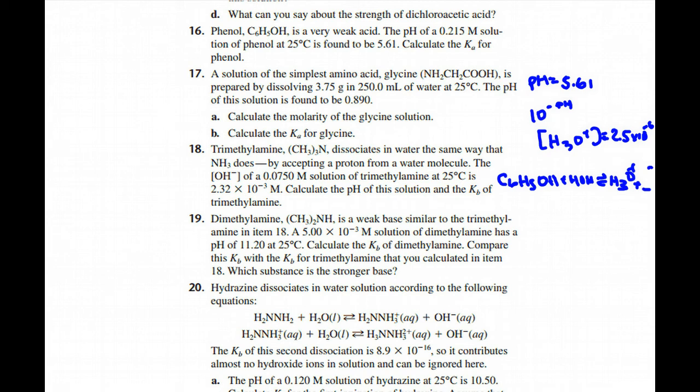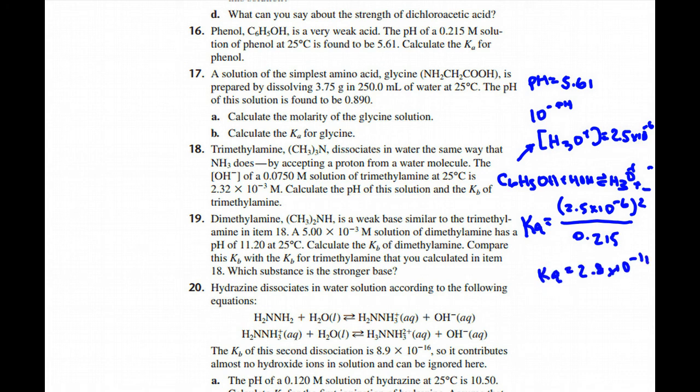The concentration of H3O plus is the concentration of that anion, and we found the concentration here. And since Ka is equal to the products, we're just going to go ahead and square that. So 2.5 times 10 to the negative 6 squared, divided by the equilibrium concentration of phenol, which is 0.215. Ka is equal to 2.8 times 10 to the negative 11.